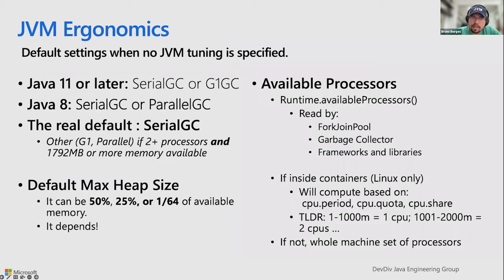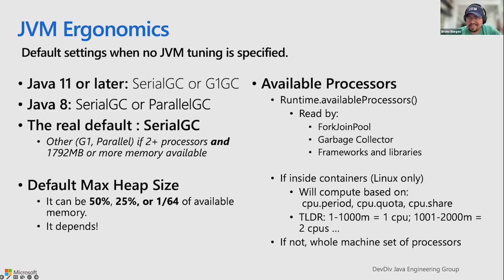So in Java 11 or later, there are only two garbage collectors that will be considered as per the default ergonomics of the JVM. It's going to be either serial GC or G1 GC. For Java 8, it's serial GC or parallel GC.